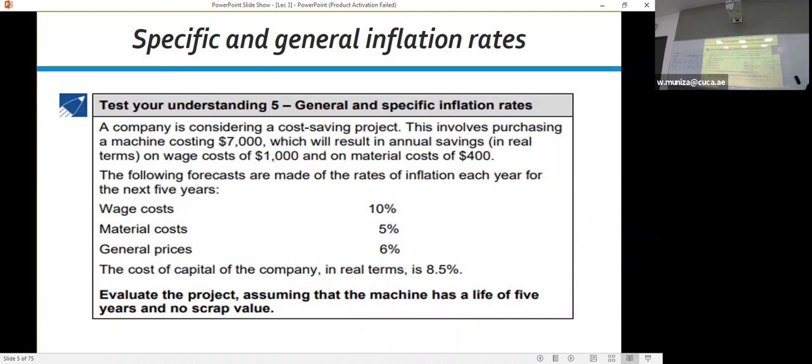1078 negative. Asha, are you getting the same? Let me check it. 1081, yeah, kind of. Yes, it's 1081. Yes, in the book also it's 1081. So this is just a slight difference because of rounding only, okay?